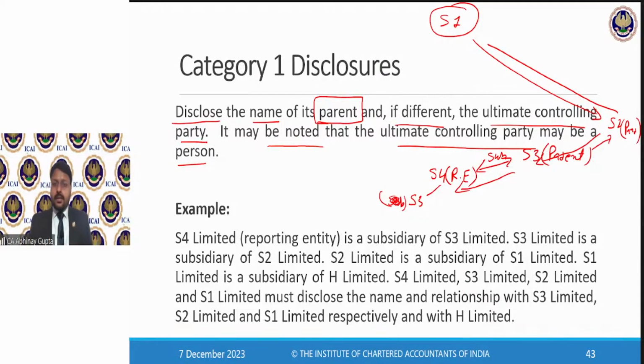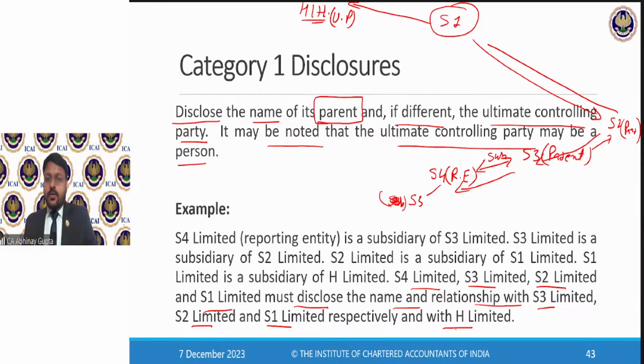Now, S1 is a subsidiary of H Limited. So S1 also is a subsidiary of H Limited, which is the ultimate parent company. Okay, H Limited. So this is the ultimate parent, UP, of the group, right? Now, S4 Limited, S3 Limited, S2 Limited, and S1 Limited must disclose the name and the relationship with the S3 Limited, S2 Limited, S1 Limited respectively, and with the H Limited. Now, we are working for this entity, right?